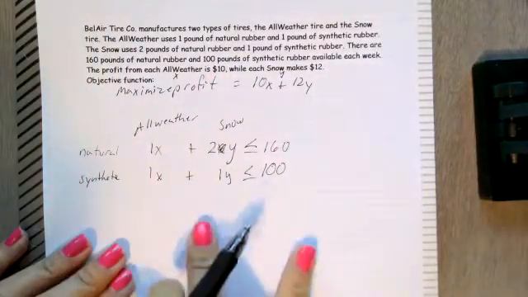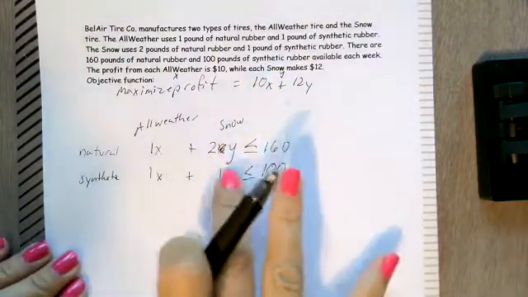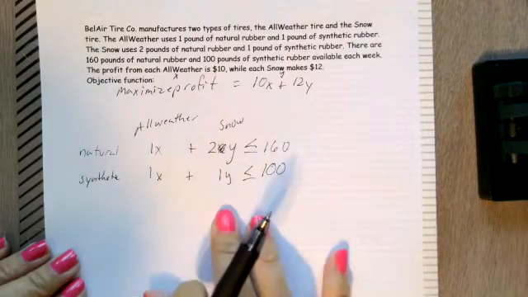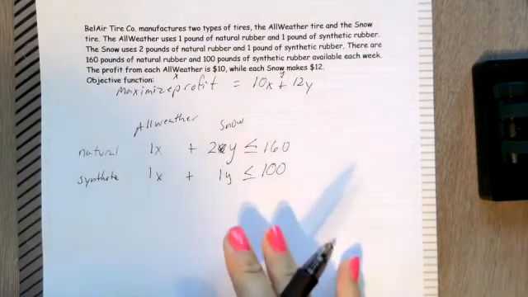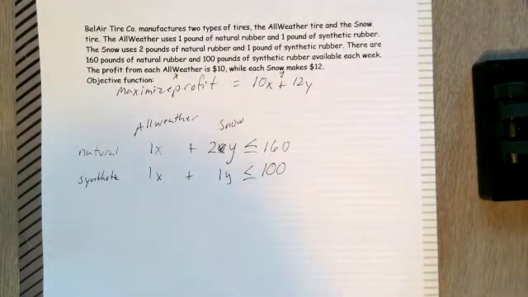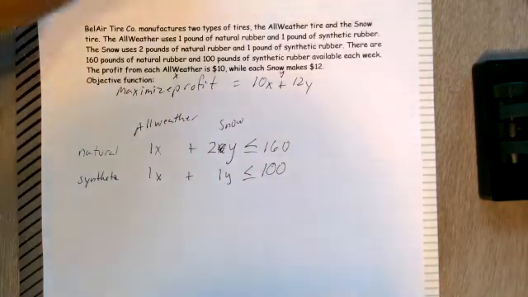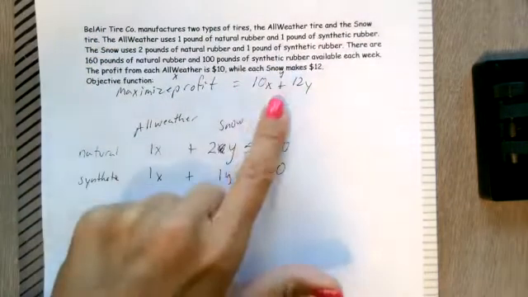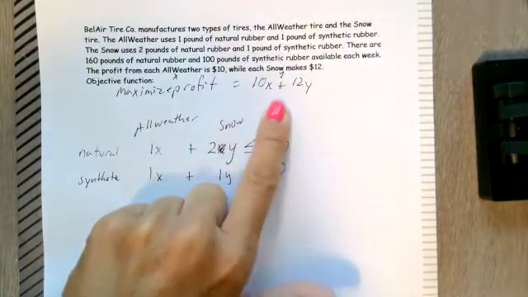So when you're building these, you're going to have problems where there's going to be more than 2 variables. This one's a basic one with 2. What I'm going to do is graph them using the X and Y intercepts. Then I'm going to find their point of intersection and figure out at what point I get the most profit after I plug my points into this whole objective.